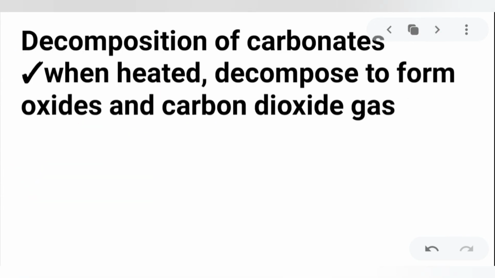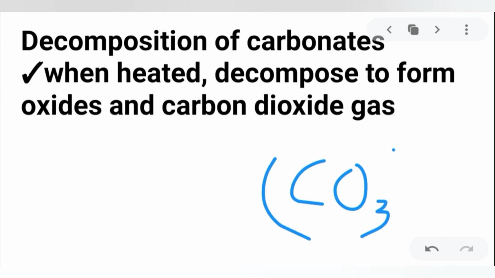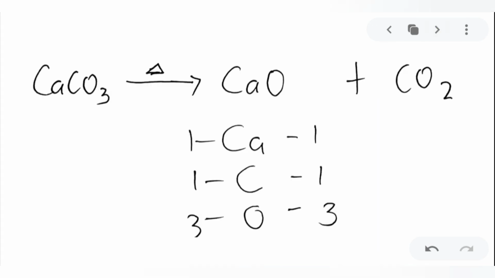Another type of decomposition is the decomposition of carbonates. Carbonate is CO3. This is an anion group, and the charge of that is negative 2. So when heated, those compounds having carbonates as their anion will decompose to form oxides and carbon dioxide gas. For example of carbonates, we have here calcium carbonate. So as you can see, the carbonate is the anion group in this compound.